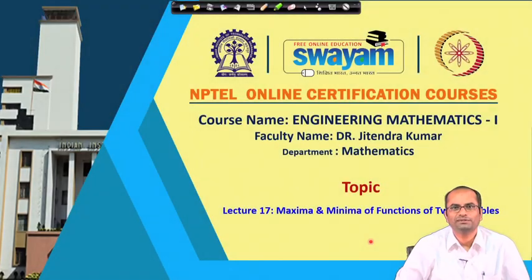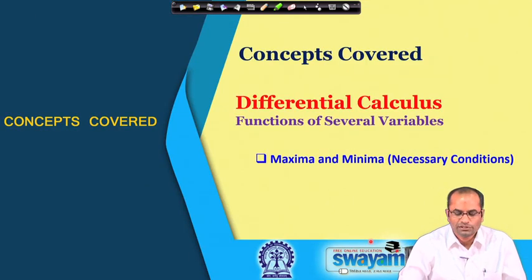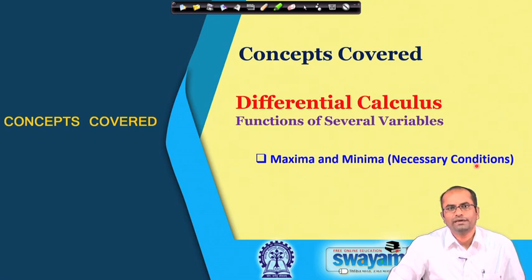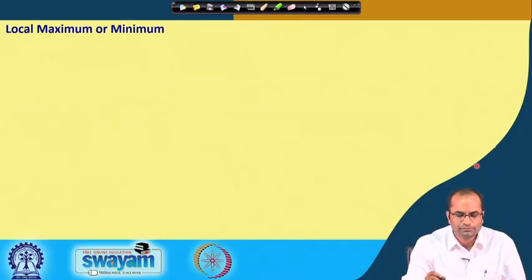So, welcome back to the lectures on engineering mathematics 1, and this is lecture number 17, and today we will be talking about the maxima and minima of functions of two variables, and in particular we will be talking about the necessary conditions that are required to find the maximum and minimum values of the function in a certain domain. So, what is local maximum and minimum we will define here.